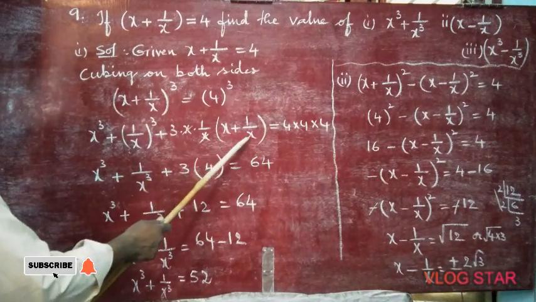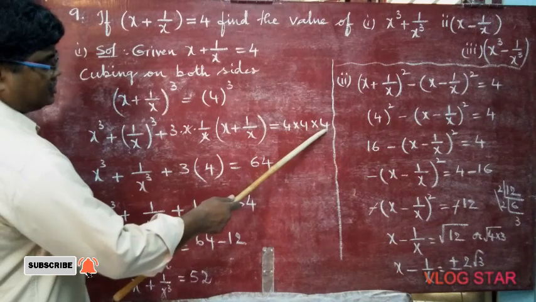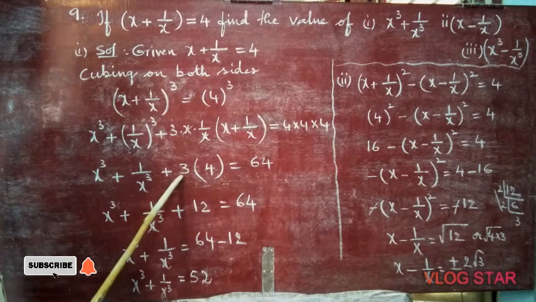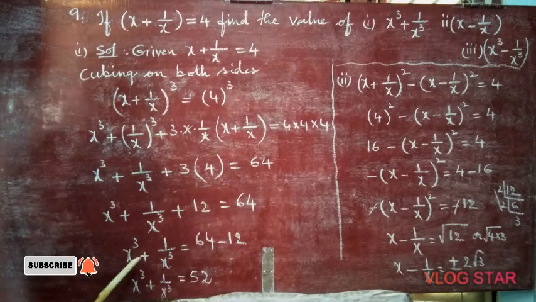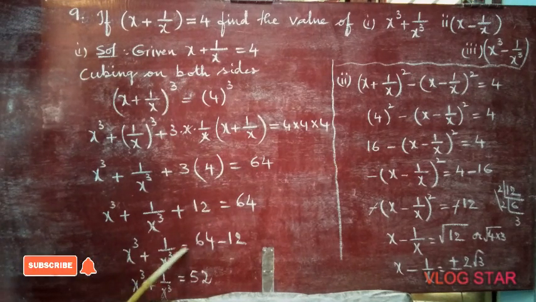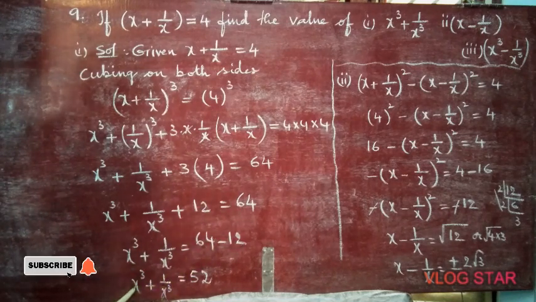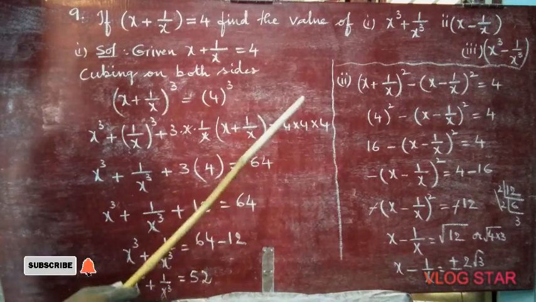In the place of x + 1/x, substitute 4. 4 fours are 16, 16 fours are 64. Now x cube + 1/x cube + 3 fours are 12, plus 12, is equal to 64. So x cube + 1/x cube is equal to 64, and plus 12 goes from the left side to the right side, plus becomes minus, minus 12. So x cube + 1/x cube is equal to 64 minus 12, which is 52. Plus is more, opposite signs, so we are going to subtract. First bit we got the answer, second bit now.